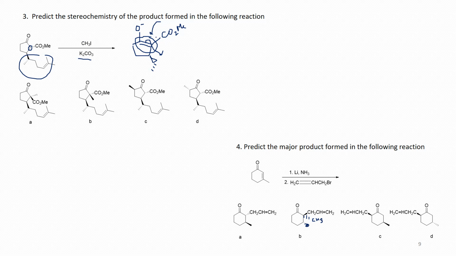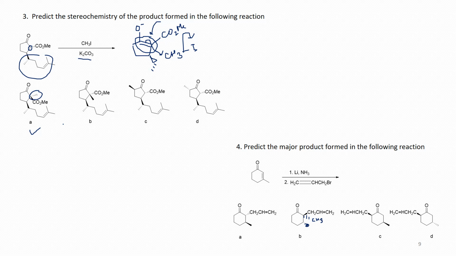Here the electrophile is methyl iodide, coming from below the plane. So the electrophile is incoming from below the plane. Now as the methyl group is below the plane, the CO2 group will automatically be above the plane. So the correct option will be option A, because the methyl group is below the plane and the CO2 is above the plane, and that was already above the plane. So you have to understand from where the electrophile will approach.